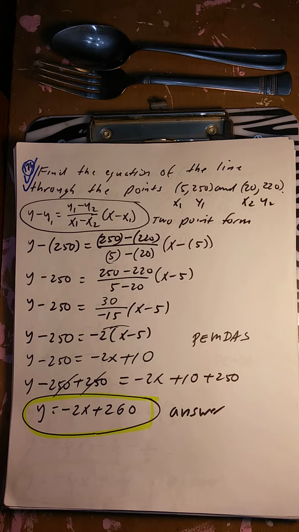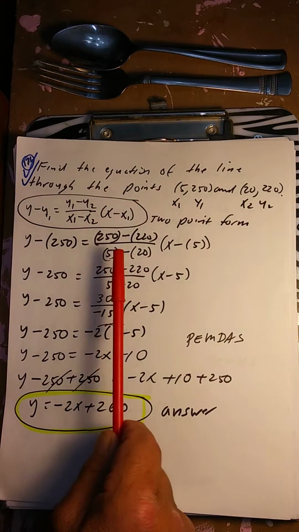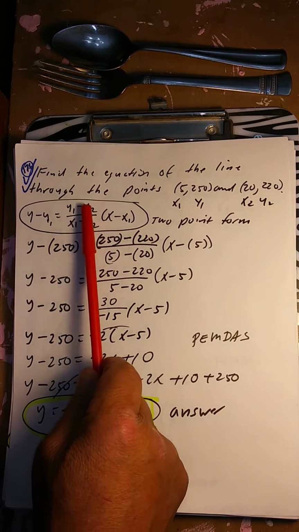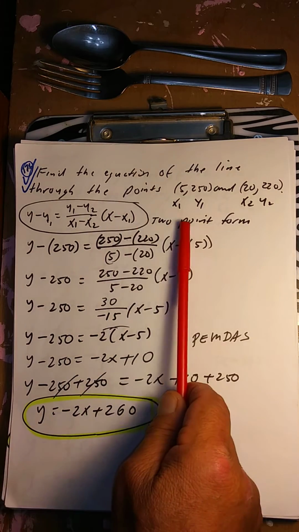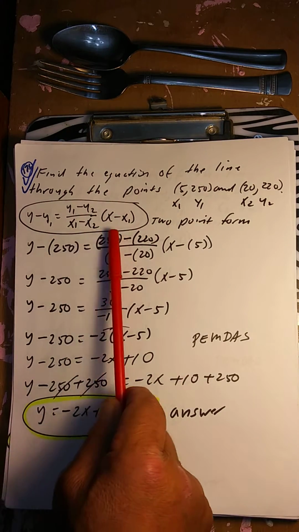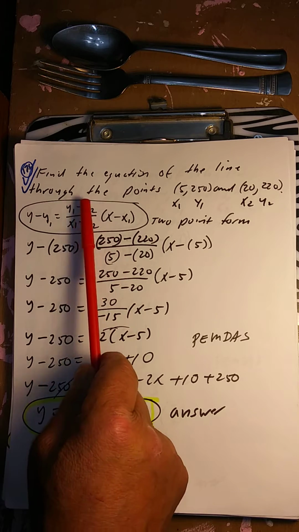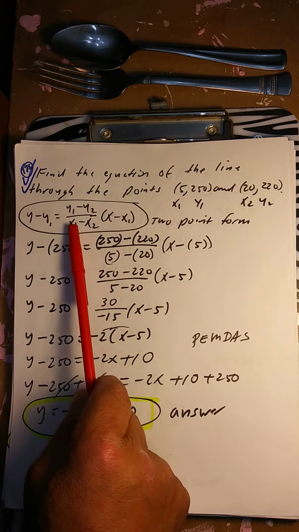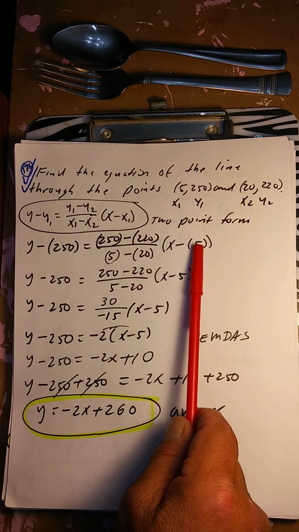Find the equation of the line through the 2 points. Find the equation of the line, not just the slope. It's a little bit harder. So, different formula. y minus y1 equals y1 minus y2 over x1 minus x2, times x minus x1. Two-point formula. Put the numbers in: y1, y2, and then x1, x2 in the bottom here. And then x1 right there.